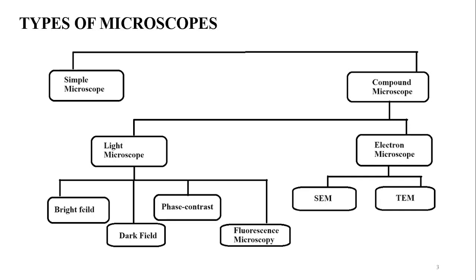In light microscopes, light is used for illuminating and visualizing the specimen, and in electron microscopes, an electron beam is used for visualizing the sample. Light microscopes can further be divided into bright field microscopes, dark field, phase contrast microscopes, and fluorescence microscopy. Similarly, electron microscopes are of two types, that is scanning electron microscope and transmission electron microscope.